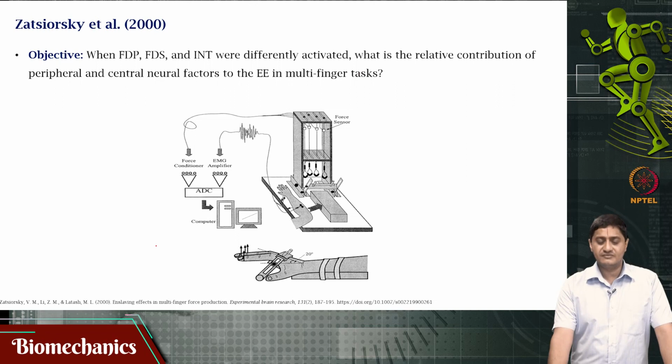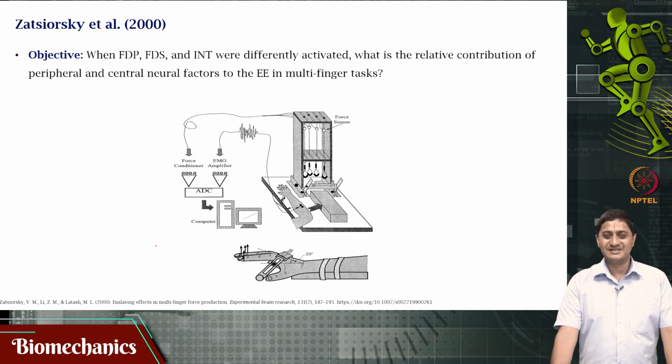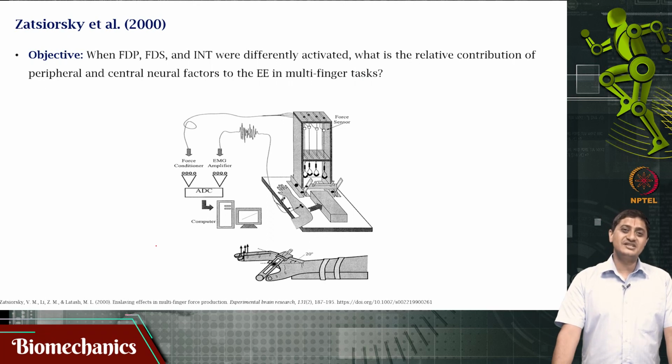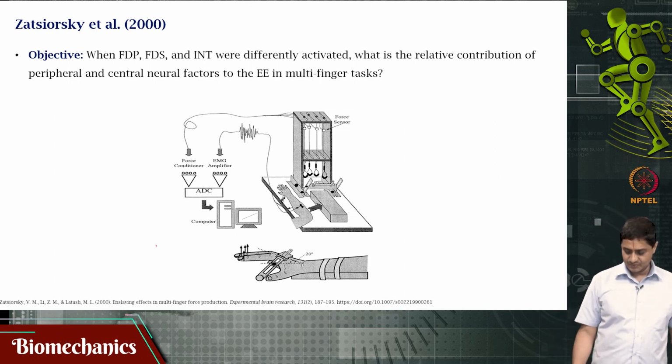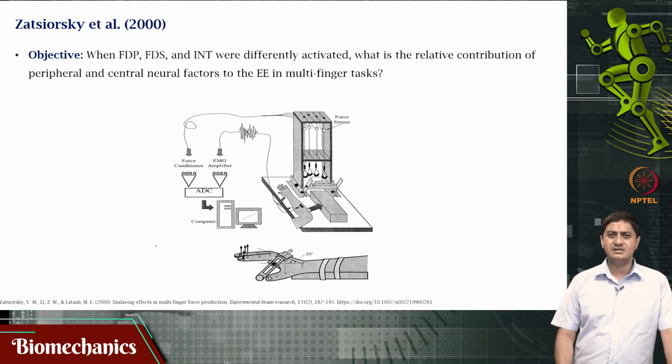Okay. When flexor digitorum profundus, flexor digitorum superficialis and the intrinsic muscles are differentially activated, the question is how would you do that? And we will come to that in a bit. Suppose I can differentially activate these muscles, what would be the relative contribution of peripheral and central factors to the enslavement effect in multi-finger force production tasks? That is the question. The question is, how can you differentially activate the muscles?